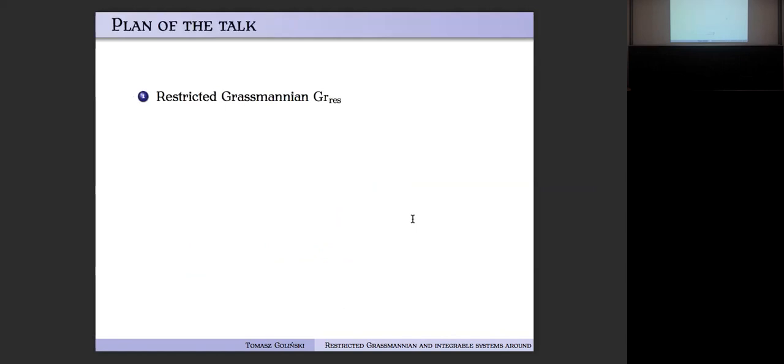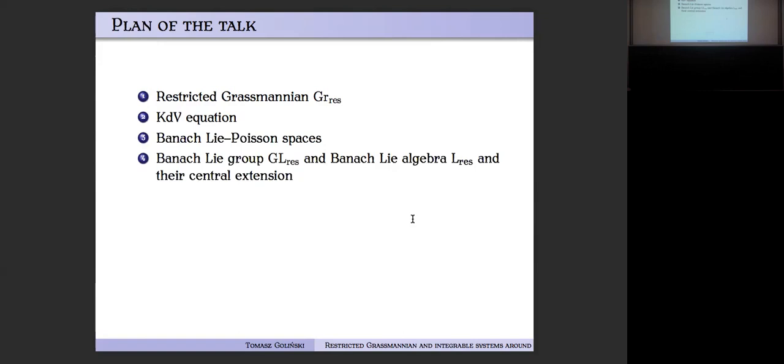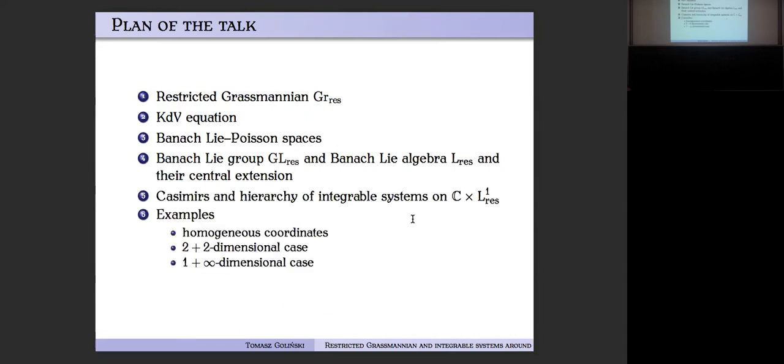Okay, so I will start with the restricted Grassmannian, define shortly what it is, so you know what the situation is there. Then I will shortly say something about the classical situation related to the restricted Grassmannian, so how it relates to the KdV and other hierarchies of integrable systems. Then I'll recall the definition of Banach Lie-Poisson spaces, but it was already done by Daniel, so I'll only try to remind the main parts. Then I will go to the part where we construct some particular Banach Lie-Poisson spaces, which are related to the restricted Grassmannian, and how we created some integrable systems on those spaces. And given time, I'll go back to the finite dimensional situation and see what happens there.